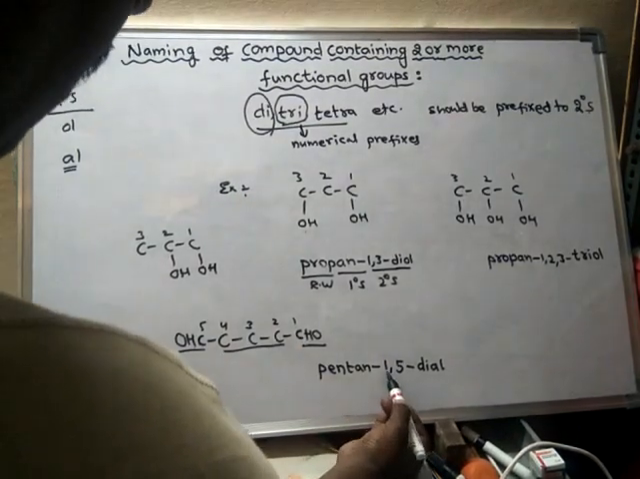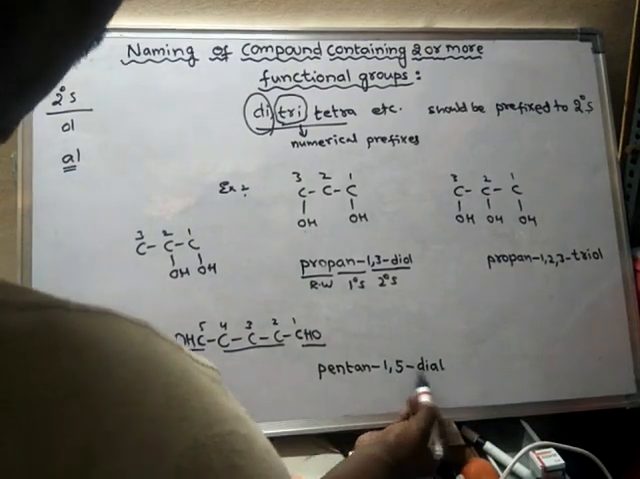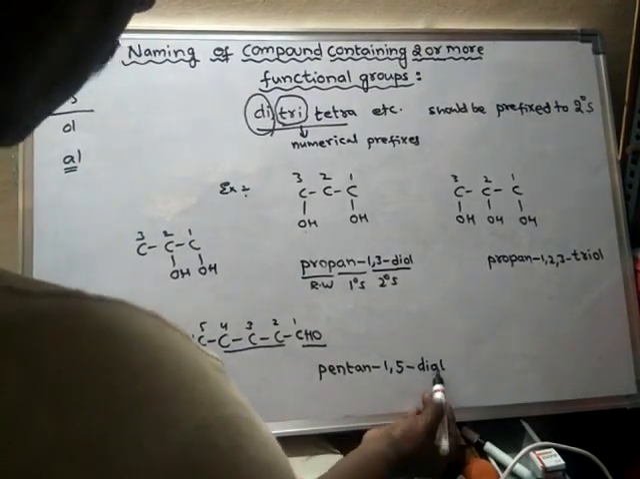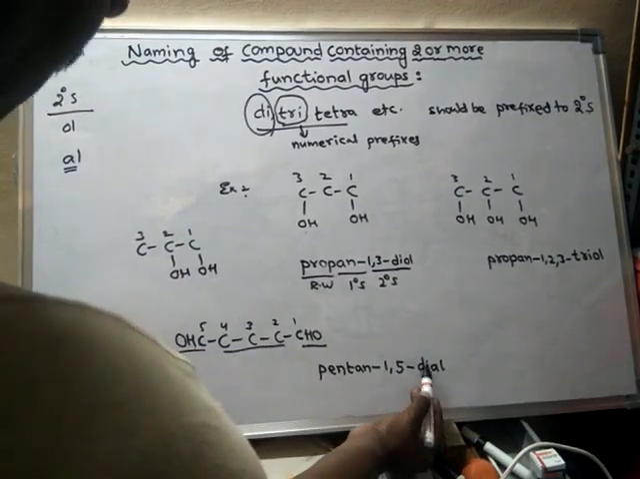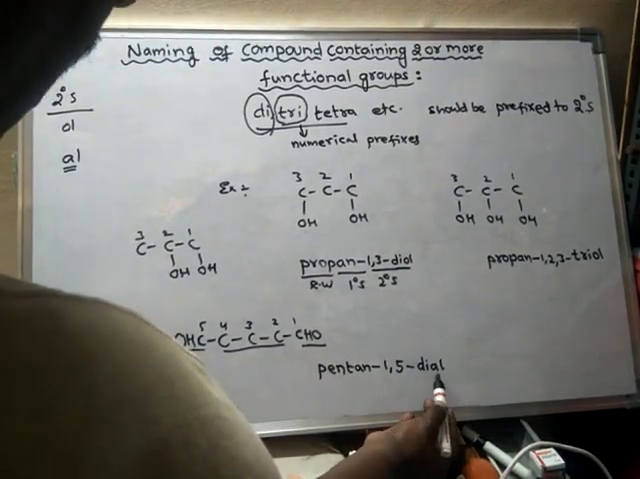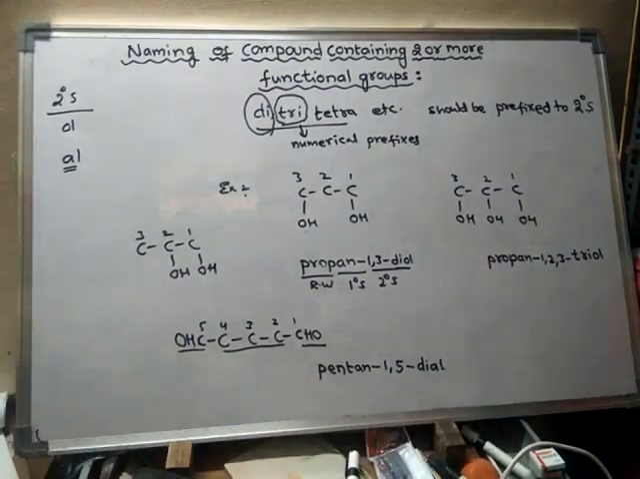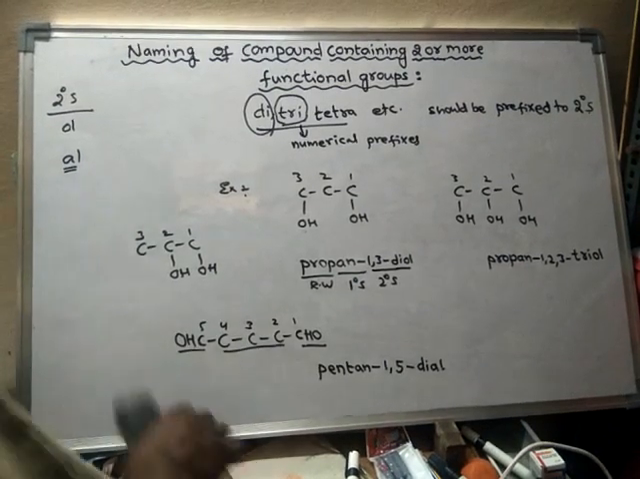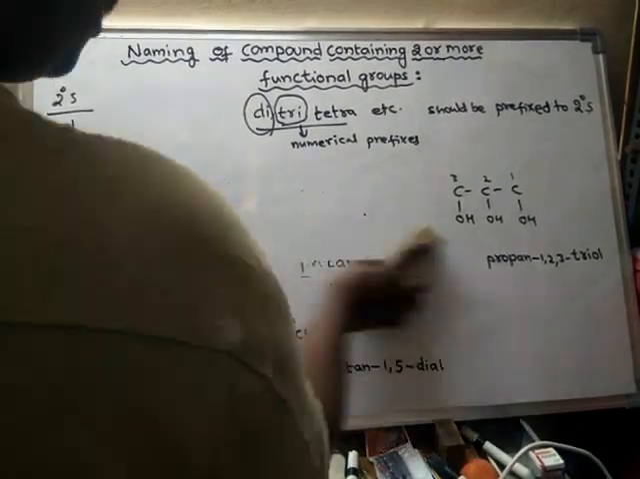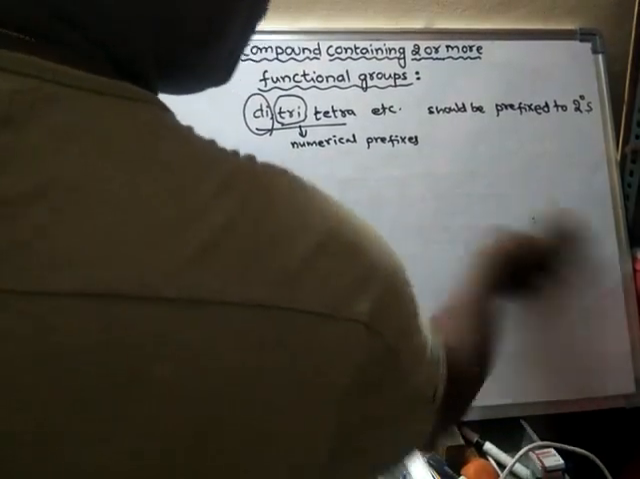So we have to write the position of these functional groups also. On the first carbon and the fifth carbon, altogether there are two aldehyde groups. Al means aldehyde groups. So this is the name of this compound. Okay, right. Now we will learn one or two other compounds.